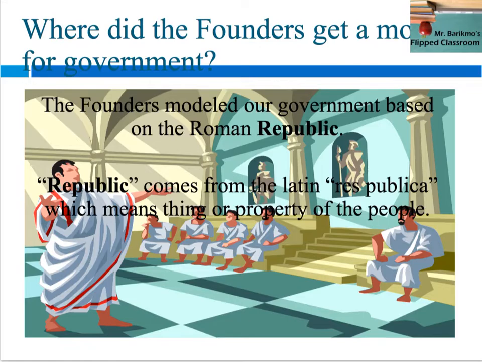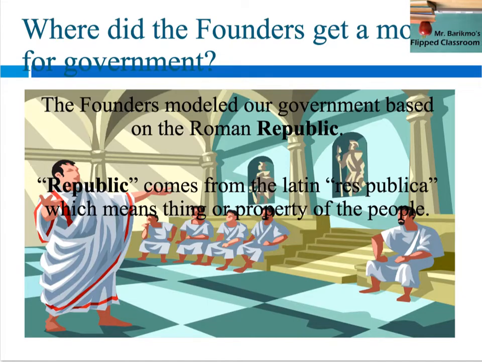One of the key questions in an American government class is trying to understand where the founders got the model for government. Of course, one of the models that we look to a lot historically is the Roman Republic. The word republic is from the Latin res publica, which means something of or from or by the people. And so the republic is a government in which power is held by the people through their representatives.